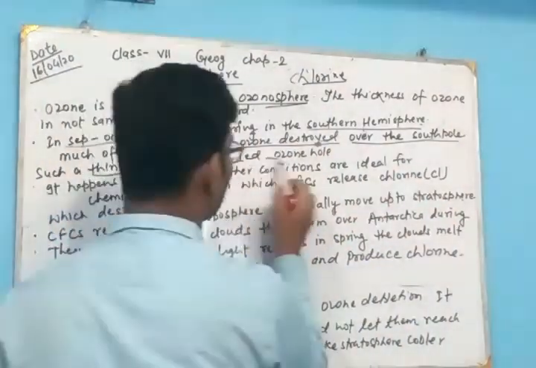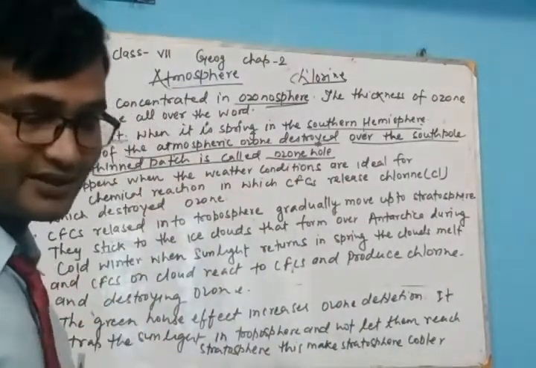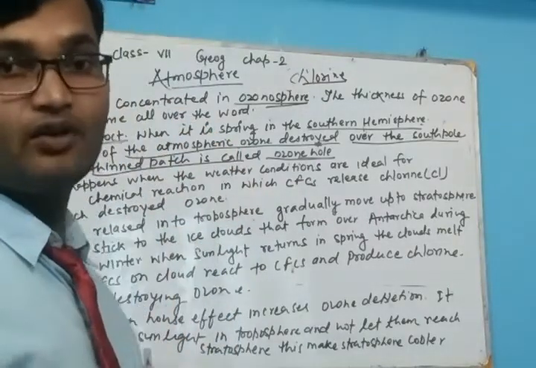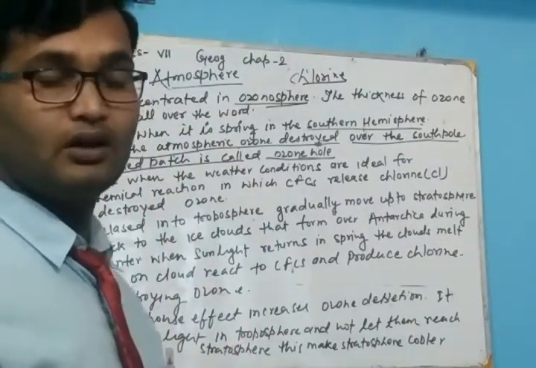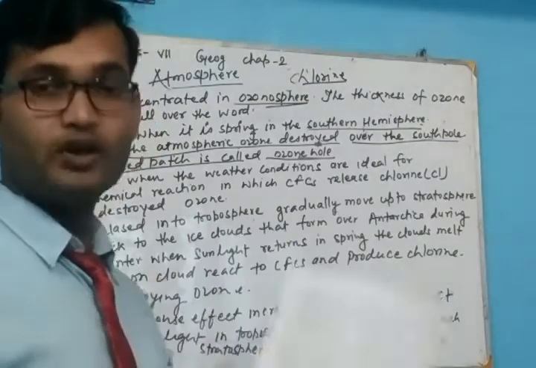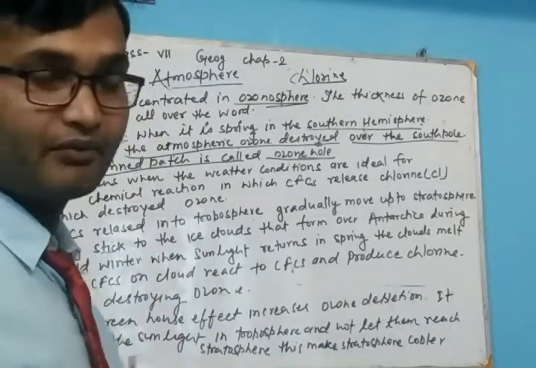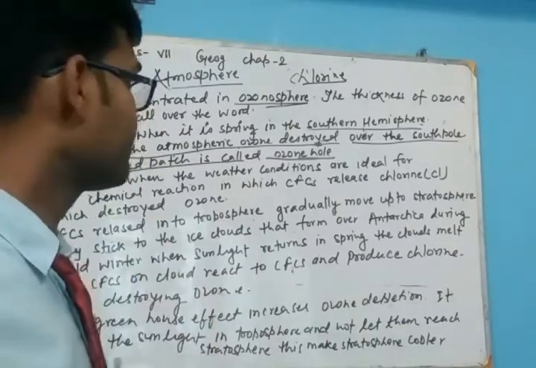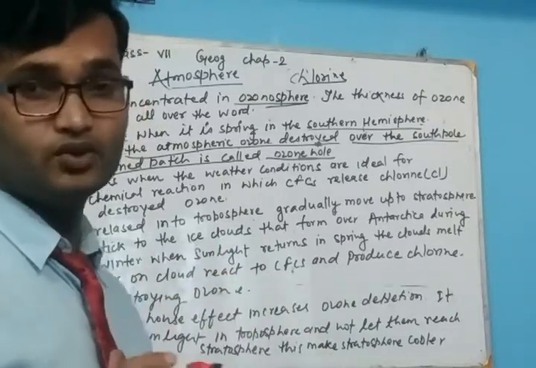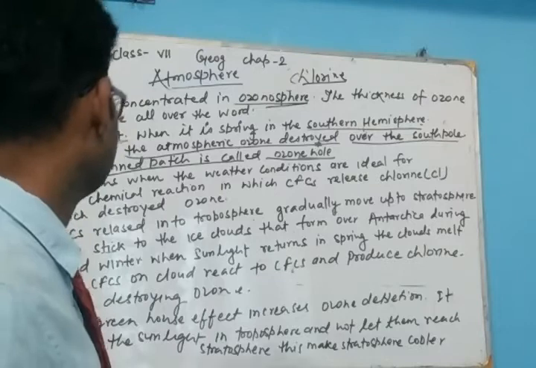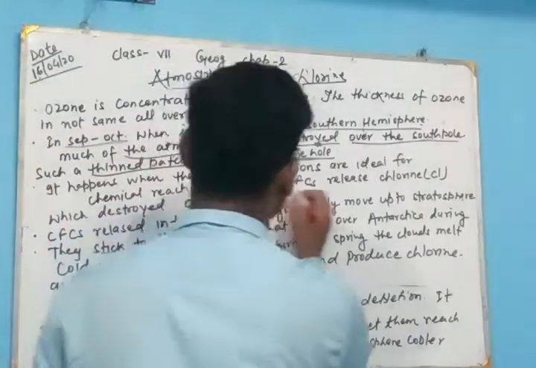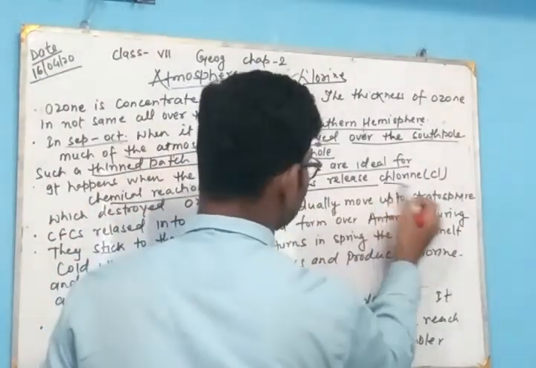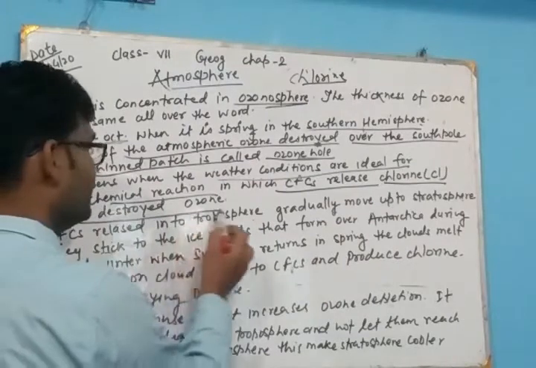Such a thin patch is called an ozone hole. Thin patch means when the ozone layer becomes very thin, this patch is known as an ozone hole. Ozone hole does not mean it is a total hole in the ozone. That never happens. Ozone hole is the thin layer of the ozone. It happens when the weather conditions are ideal for the chemical reaction in which CFCs release chlorine, which destroys the ozone.